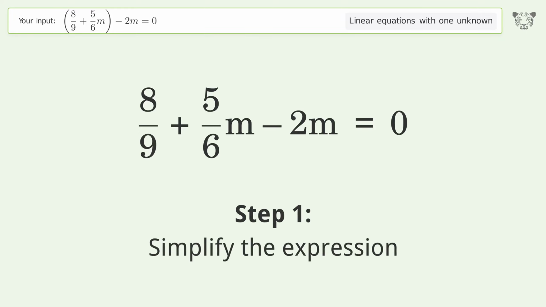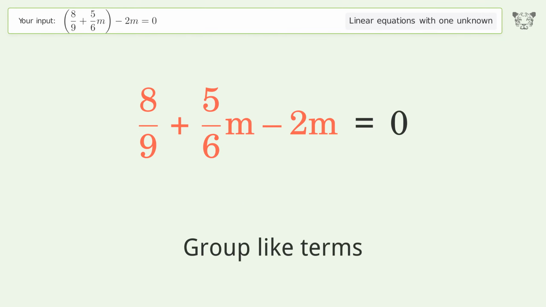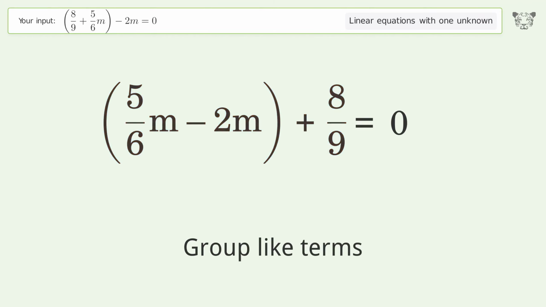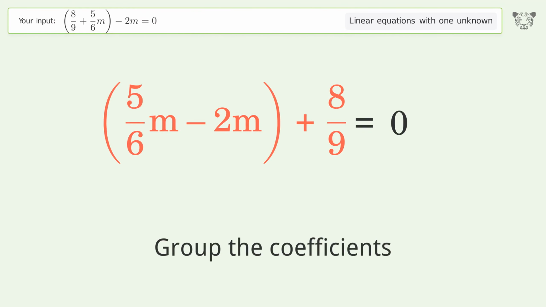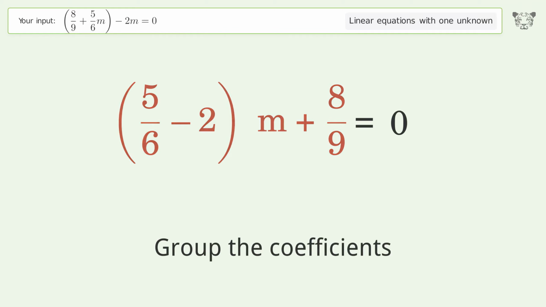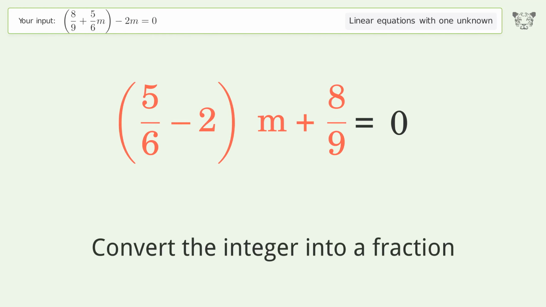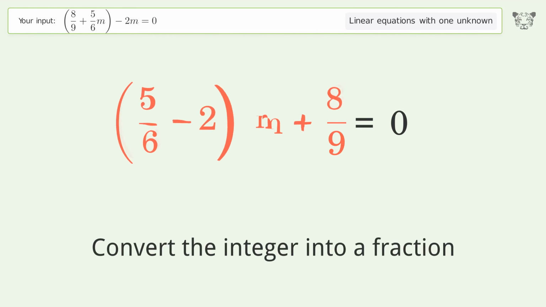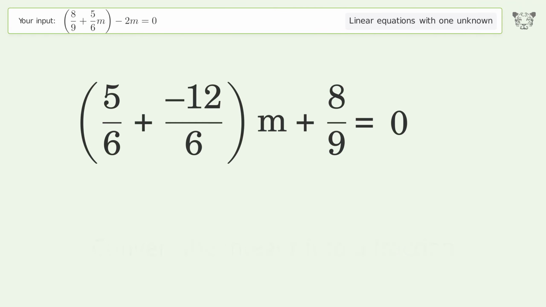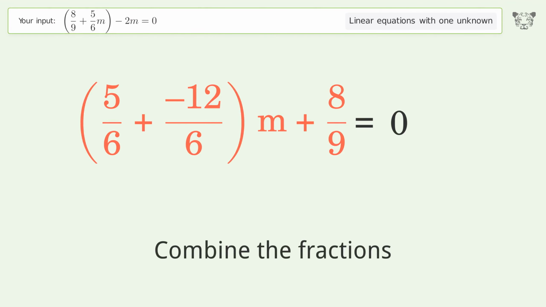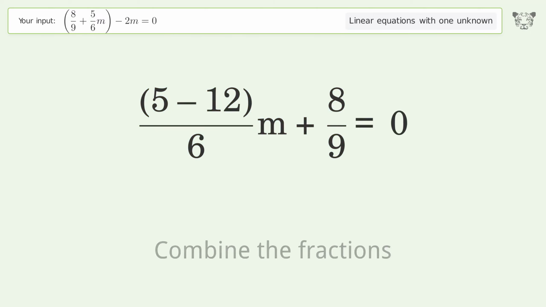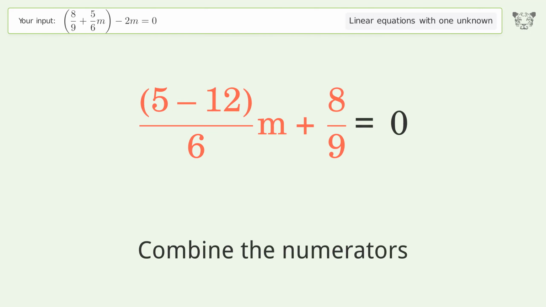Simplify the expression. Group like terms. Group the coefficients. Convert the integer into a fraction. Combine the fractions. Combine the numerators.